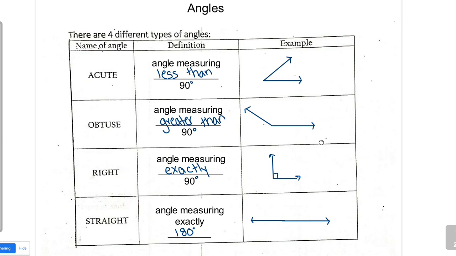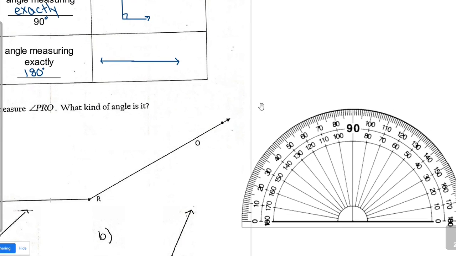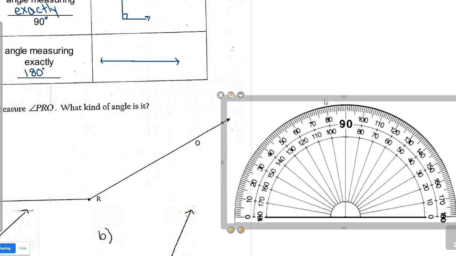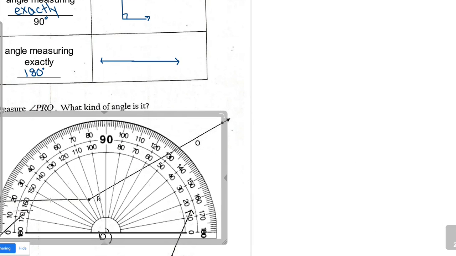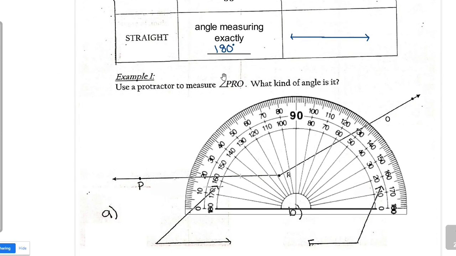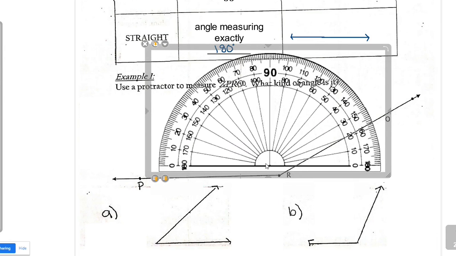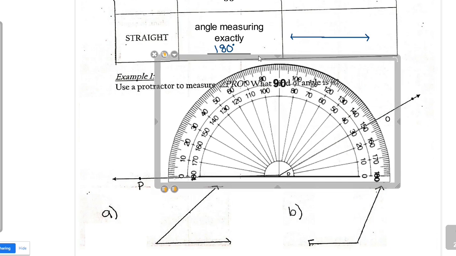When we go to measure angles, we're going to use this handy tool over here, which is called a protractor. We use this and we can measure our angles. So let's move it over. We're going to use the protractor to measure this angle. When we measure it, we line up the little cross section, so we put the corner of the angle right there.